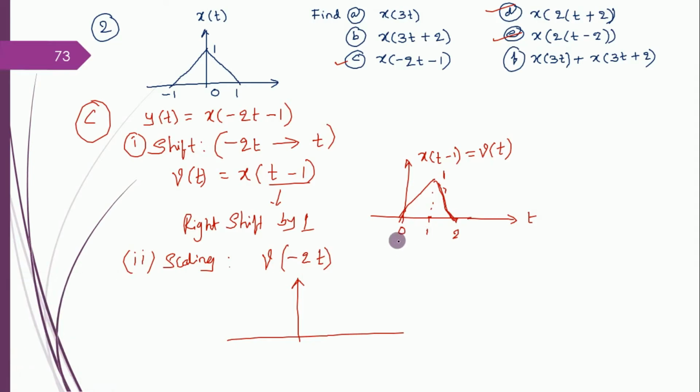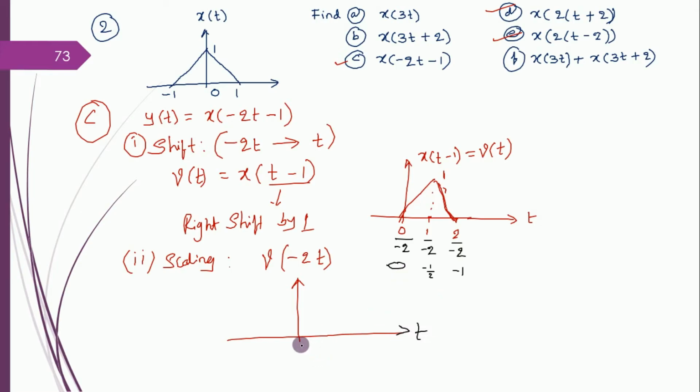I will change the ink and then erase it, because in your exam you should not write it; this is just for your understanding. So I will divide by minus 2. What you get here is 0, this you get as minus 1 by 2, and this you get as minus 1. Minus 1 by 2 and minus 1 are present on the other half of the time axis.